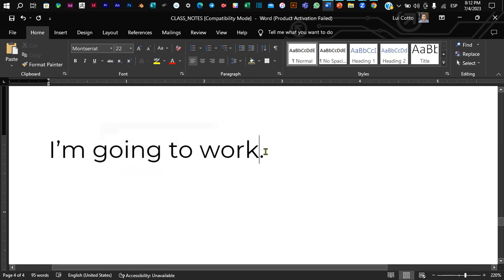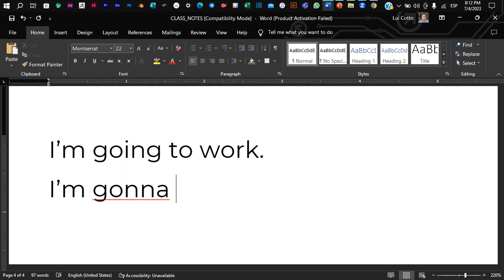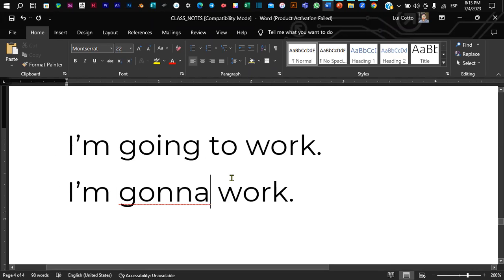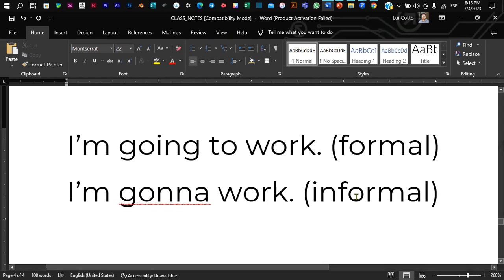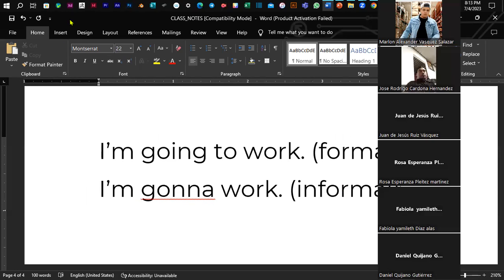This is correct. But if you're going to use gonna, pero si va a usar gonna, I'm gonna, what is next? ¿Qué sigue? Work. The verb, yes, work. No "to." No hay "to" in this part. Is it clear the difference? ¿Se entiende la diferencia? Yes, teacher. Okay. Formal speaking in English is formal, and this one is informal speaking.